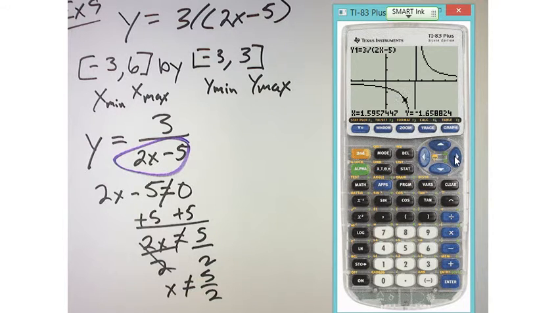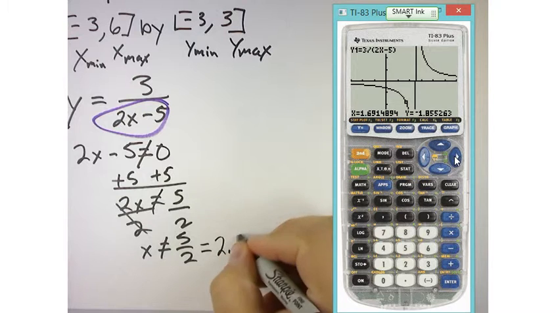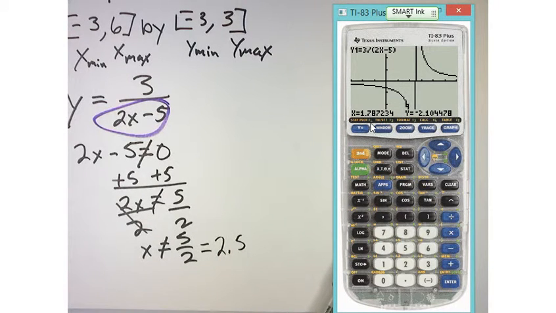But when you look at the graph, watch this. As our x value gets closer, what is 5 over 2 as a decimal? 2.5. So now look, as x gets closer and closer to 2.5, watch what happens. My graph starts to go down, it's off the screen. Now watch what happens when we get past 2.5. It's on the other side. So what did it do? What does this line represent? Does anyone in here know?